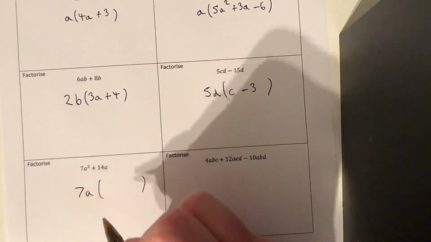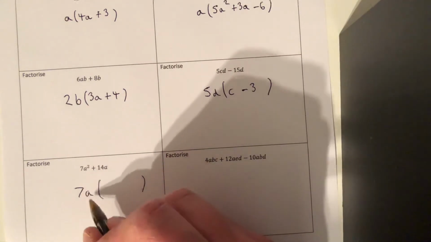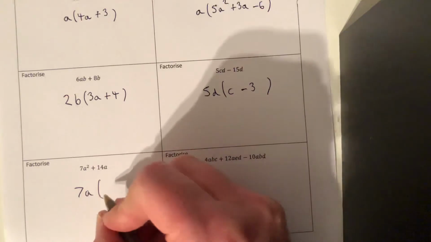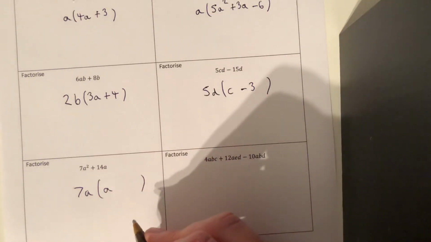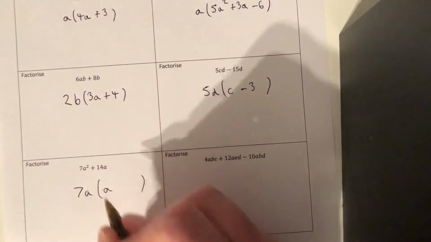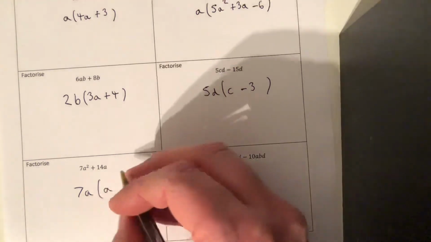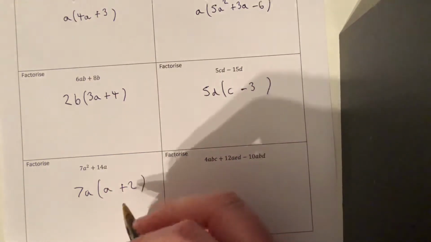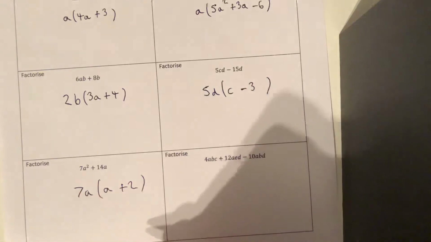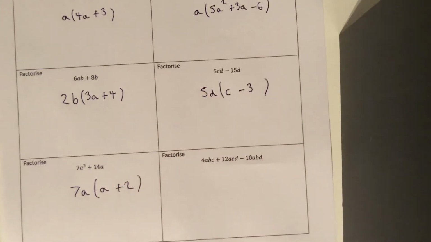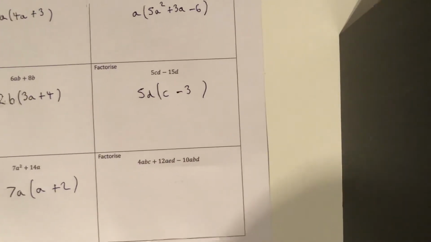What do we times it by to get 7a squared? Well, we've got the 7. We've got one of the a's. We need another, i.e. a times a is a squared. Check. And then 7a times what is 14a? Well, 7 times 2 is 14. And of course, we've got the a already. And there we go. And then this last one that looks horrendous, but it's not as bad as you think.